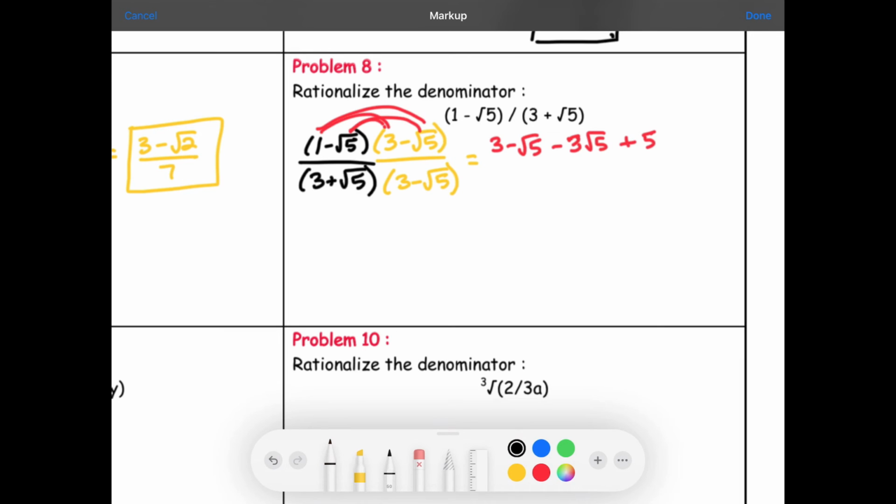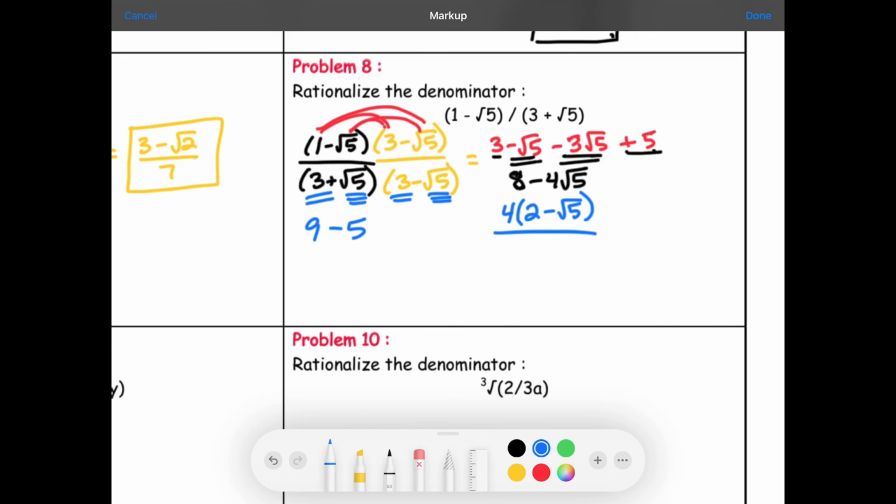Combine your like terms. 3 plus 5 is 8. Negative root 5 minus 3 root 5 is negative 4 root 5. Now if you want, you could take out our greatest common factor here, which would be 4. Leaves us with 2 minus root 5, because maybe we'll be able to simplify the 4. Denominator, you square the first term, 9 minus, square the second term, 5. 9 minus 5 is 4. So our whole denominator is 4, and then we can simplify the 4 over 4 part. We're left with 2 minus root 5.